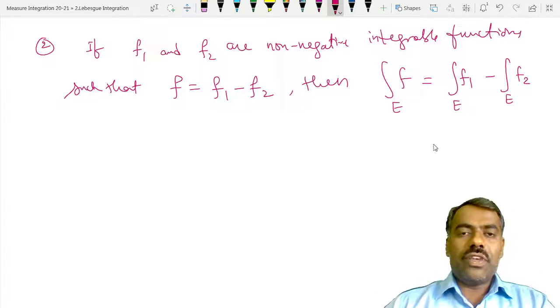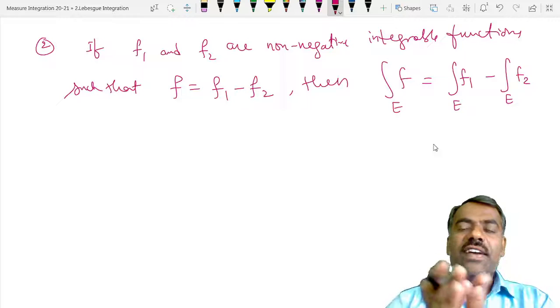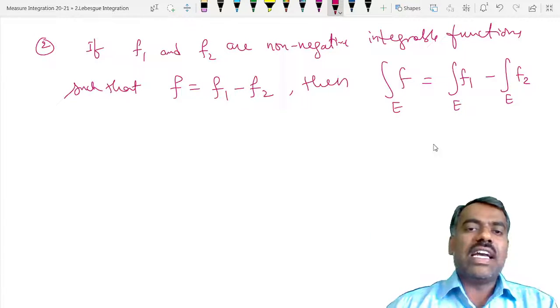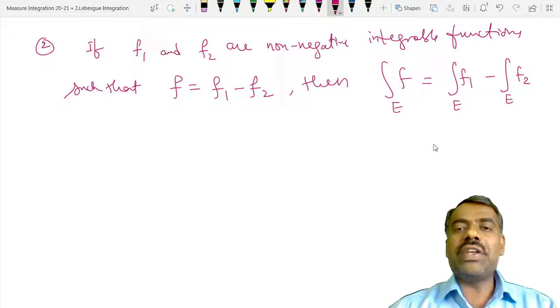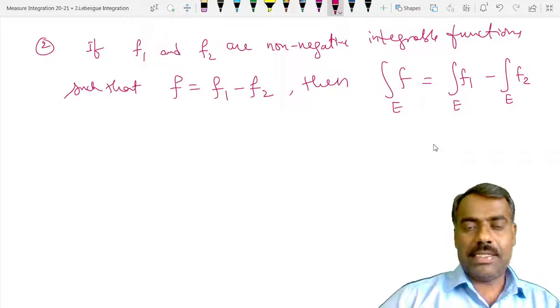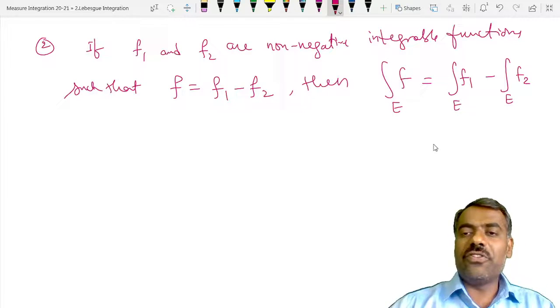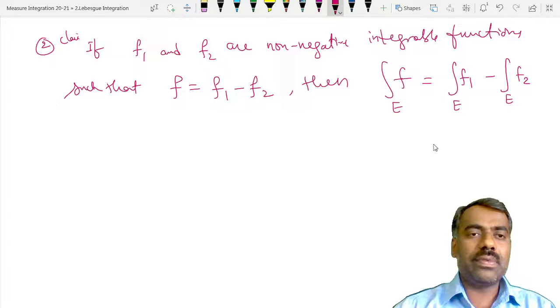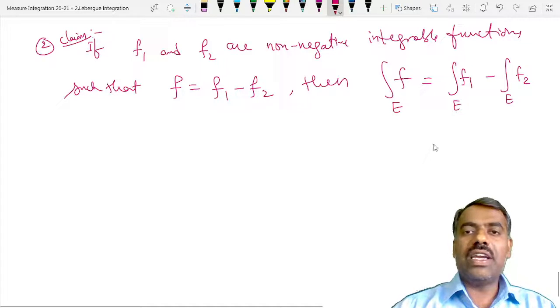So first, what we are proving: if your given integrable function is the difference of two non-negative integrable functions, not only f plus and f minus, then also integration of f over e, we can show that it is the same as integration of f1 minus integration of f2. Okay, so this is our claim. How can we prove it?